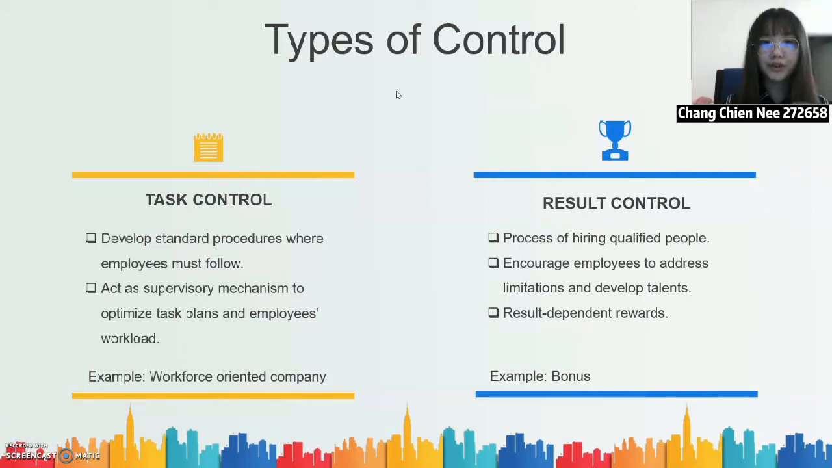There are two types of controls. First is the task control. Task control is the process of developing standard procedures that employees are told to follow in order to ensure the tasks are carried out effectively and efficiently.